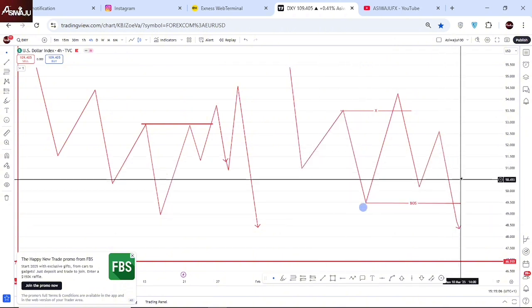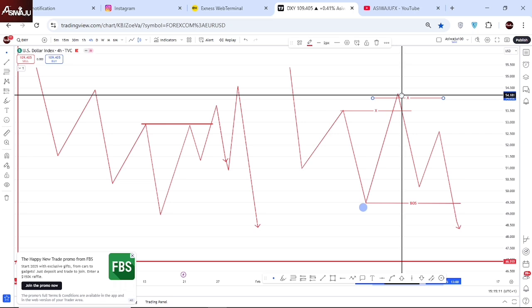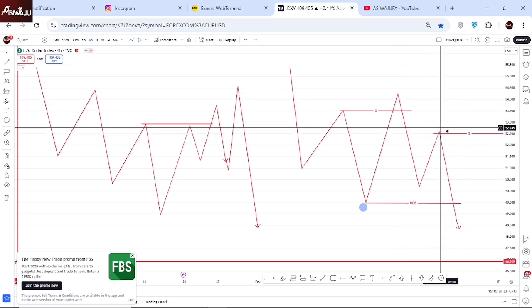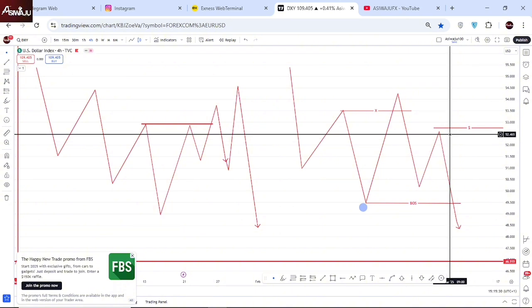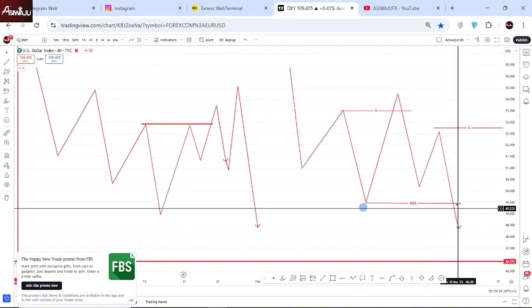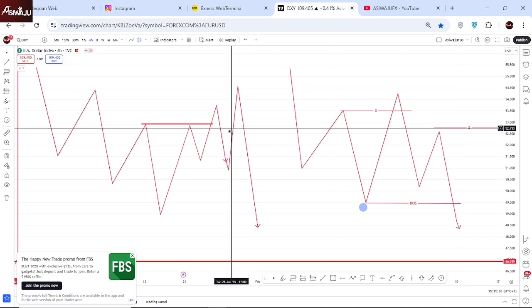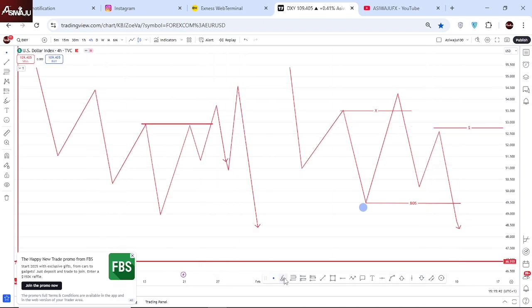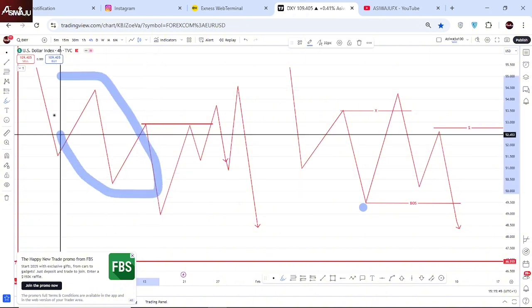So where is our inducement? Some people will say here and some people will say here. If you say here, you're right. This high becomes our inducement because this is the most recent high price creates before breaking this structure, as you can see. Unlike the previous example that I explained, all these moves here are internal moves.